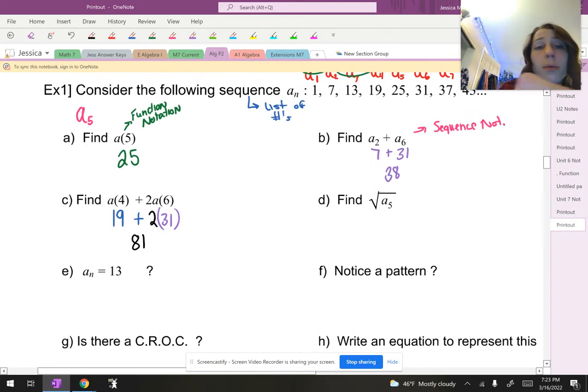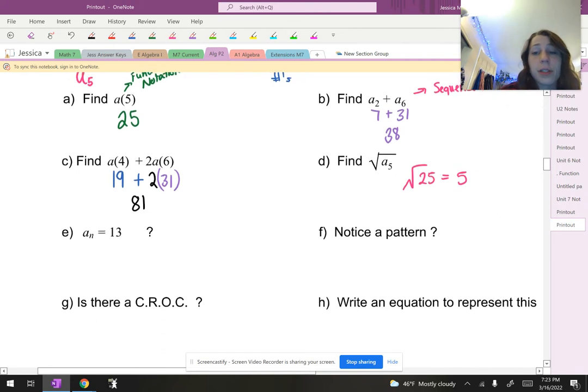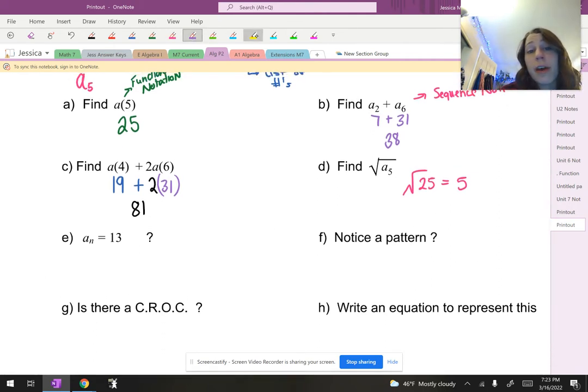Okay. Part D, asking us to find the square root of a sub 5. A sub 5 is 25, so the square root of 25 is 5. Has nothing to do with the fact that it's the fifth term. Those two pieces being 5s are not related to each other.